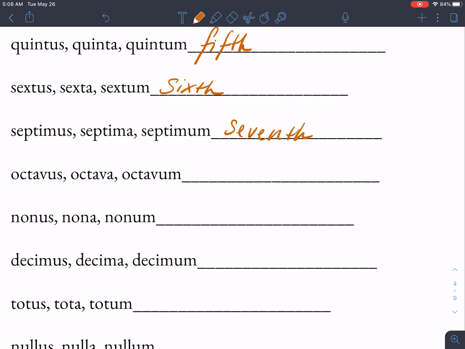Alrighty, next, please repeat. Octavus, octava, octavum. Again, octavus, octava, octavum. That means eighth.